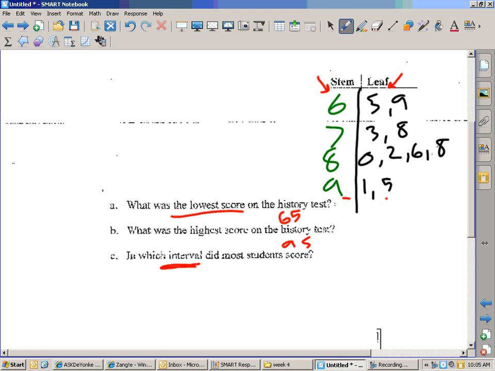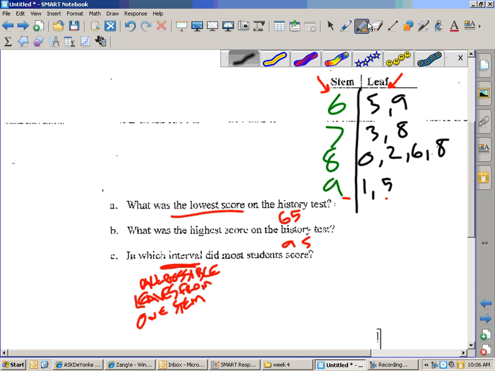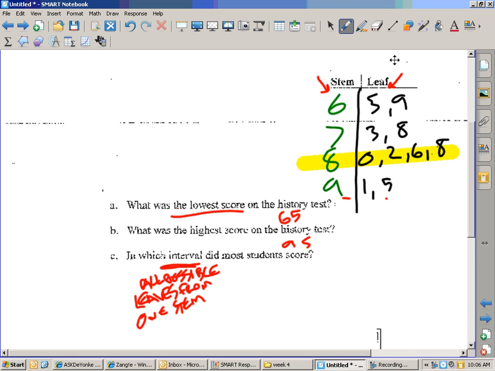Interval means all possible leaves for one stem. So we're going to look over here and see which one has the most leaves. And in this case, we see that the most leaves are right there. Because it wants the interval, we have to do all the way. The lowest one you could possibly have there is 80. And the highest, although they don't show it here, is 89. You do not put the 89 because that's the highest one on the plot, but the interval goes from 80 to 89. And that is how you do a stem and leaf plot.